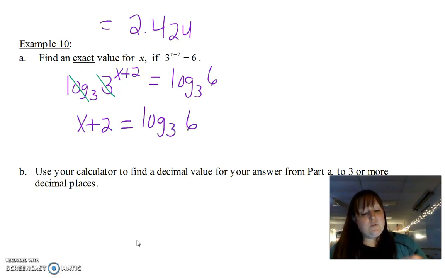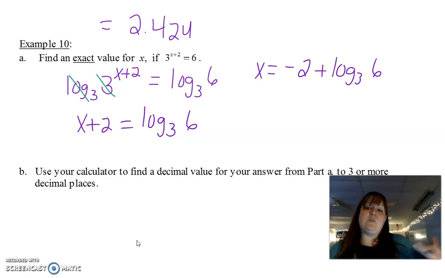And then I subtract 2 from both sides, and so I end up with x equals negative 2 plus log base 3 of 6. Now do you see that I just wrote the negative 2 in front? Because otherwise it looks like I'm putting the negative 2 in the log function, which I'm not. So that's it. That's how we find the x value. And then it says use your calculator to find the decimal for that.